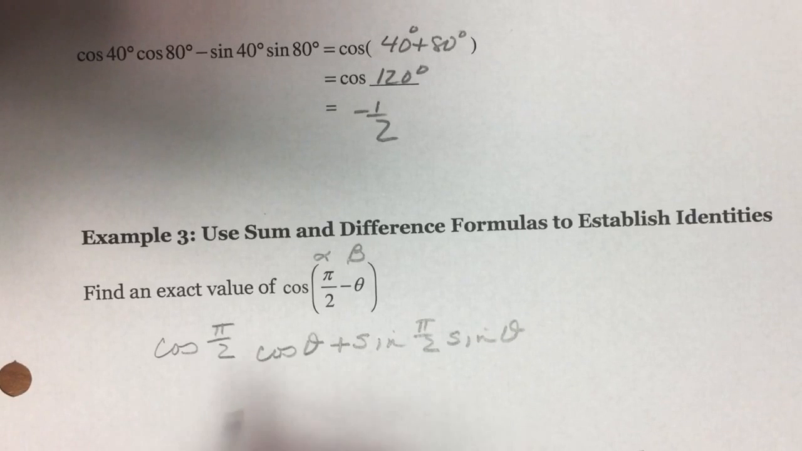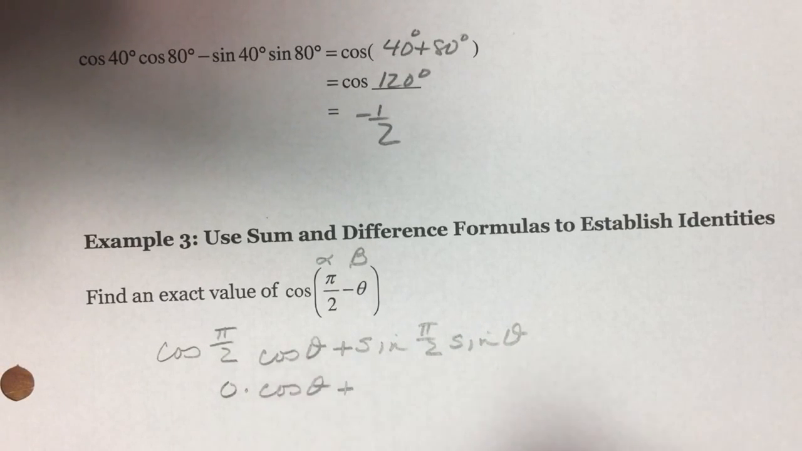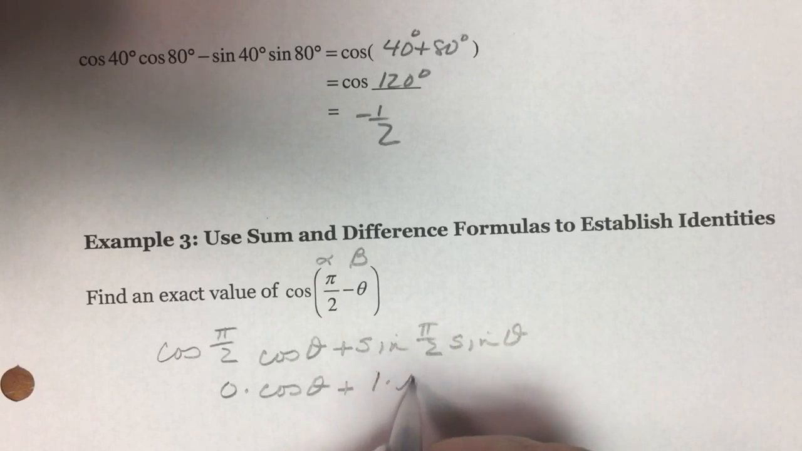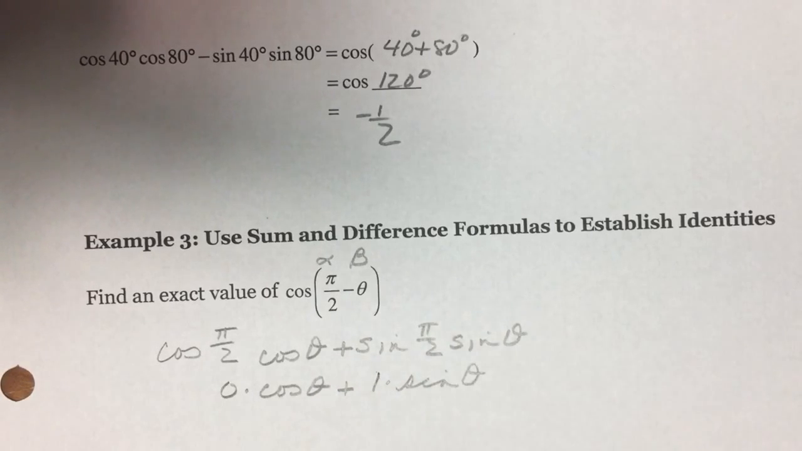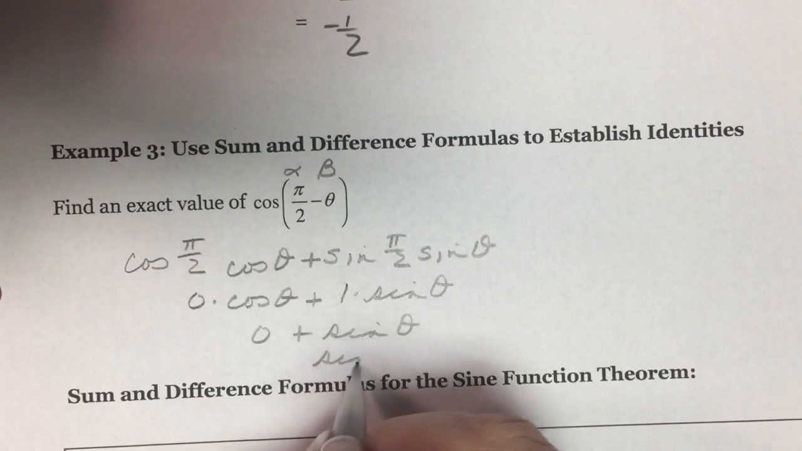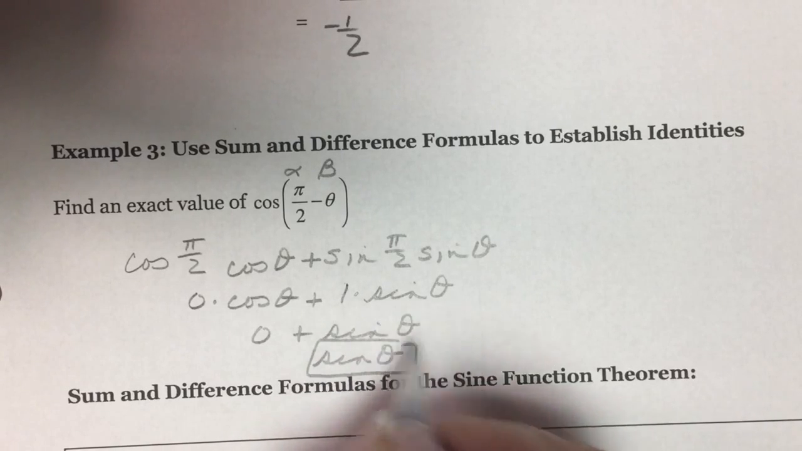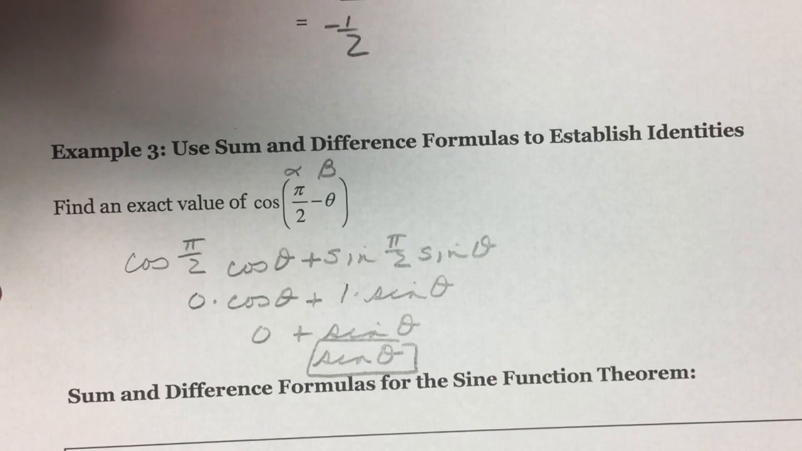Well, what's the cosine of pi halves? Hopefully you know that's 0. And the sine of pi halves is 1. So that would be 0 plus sine theta, which is simply sine theta. So that's what they're looking for there.